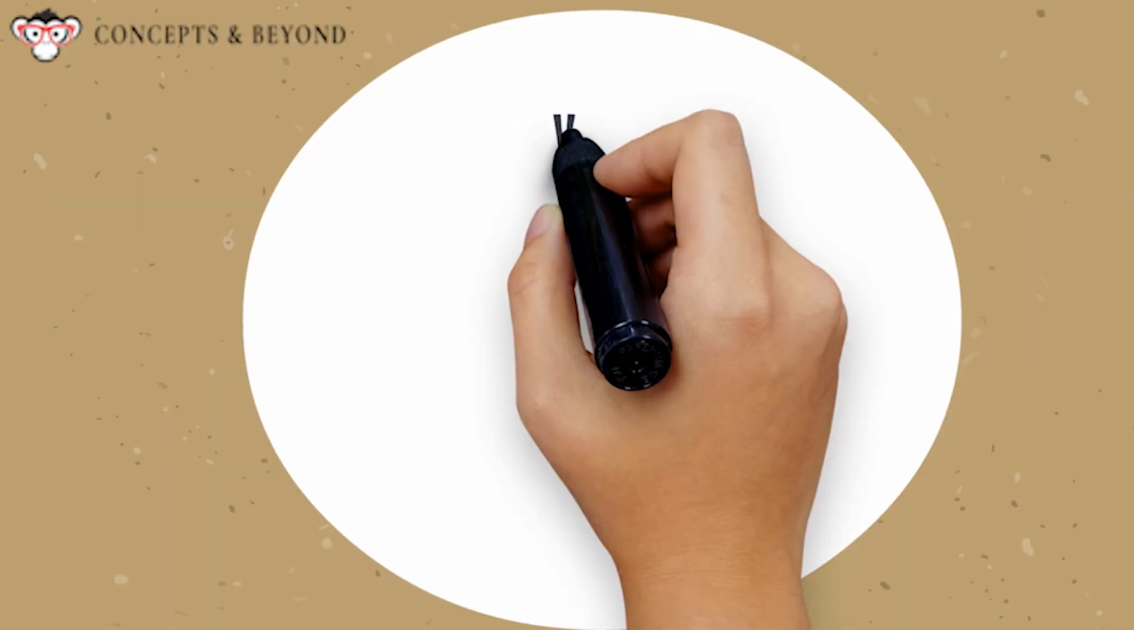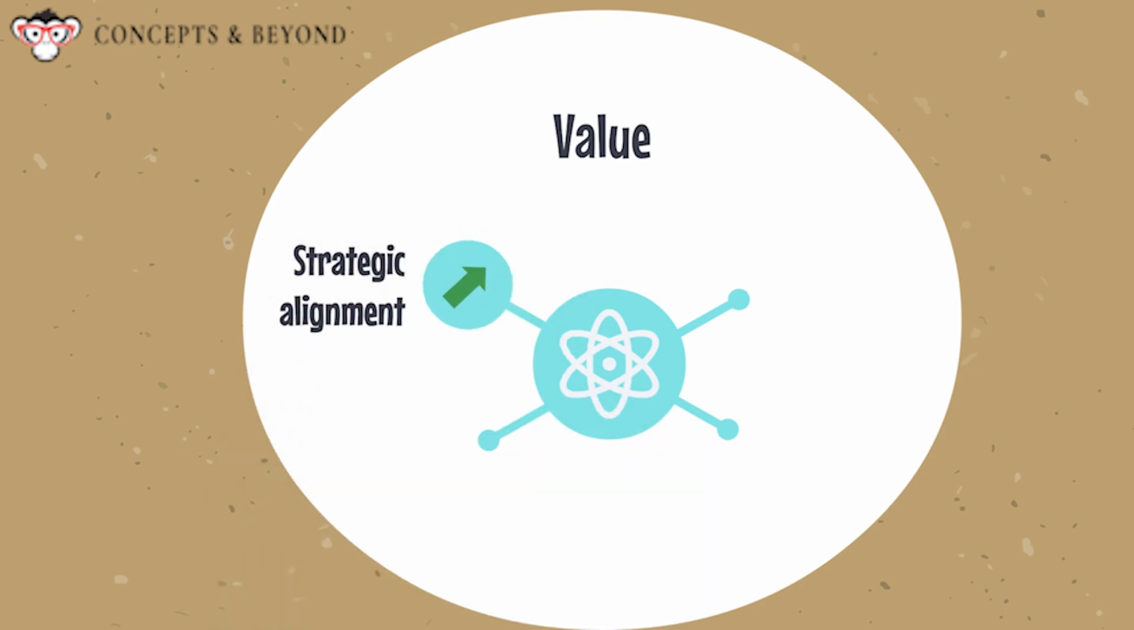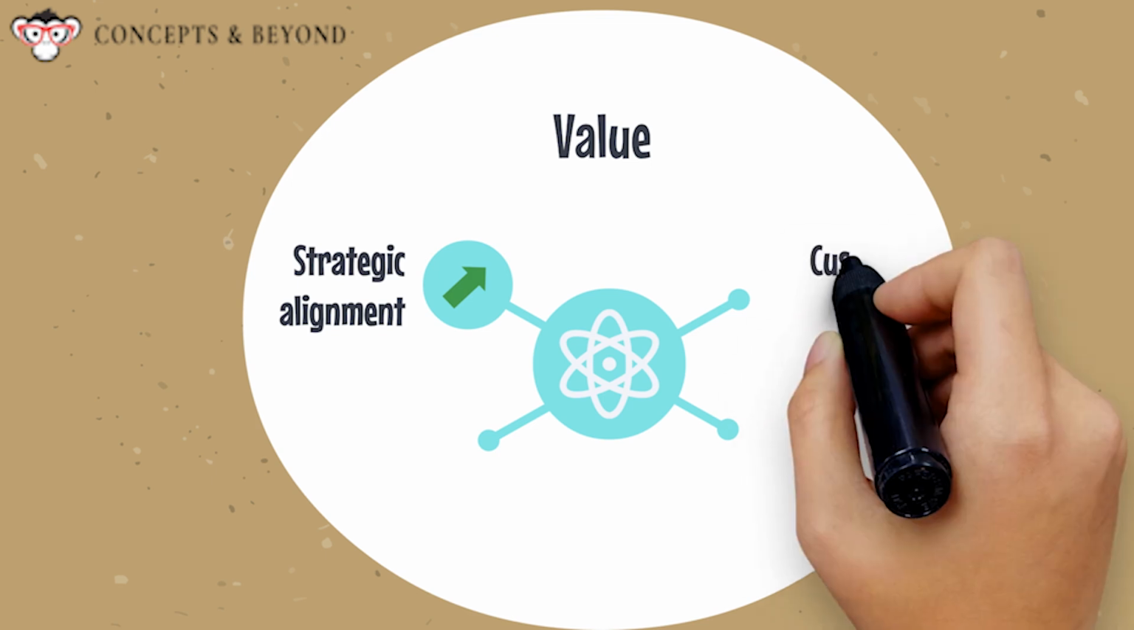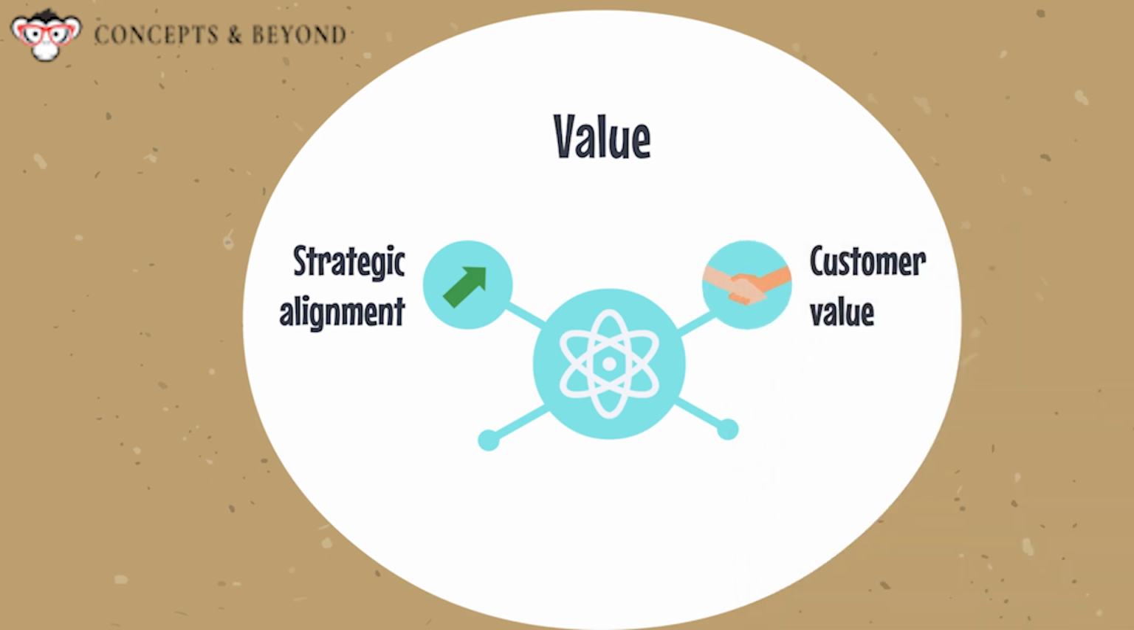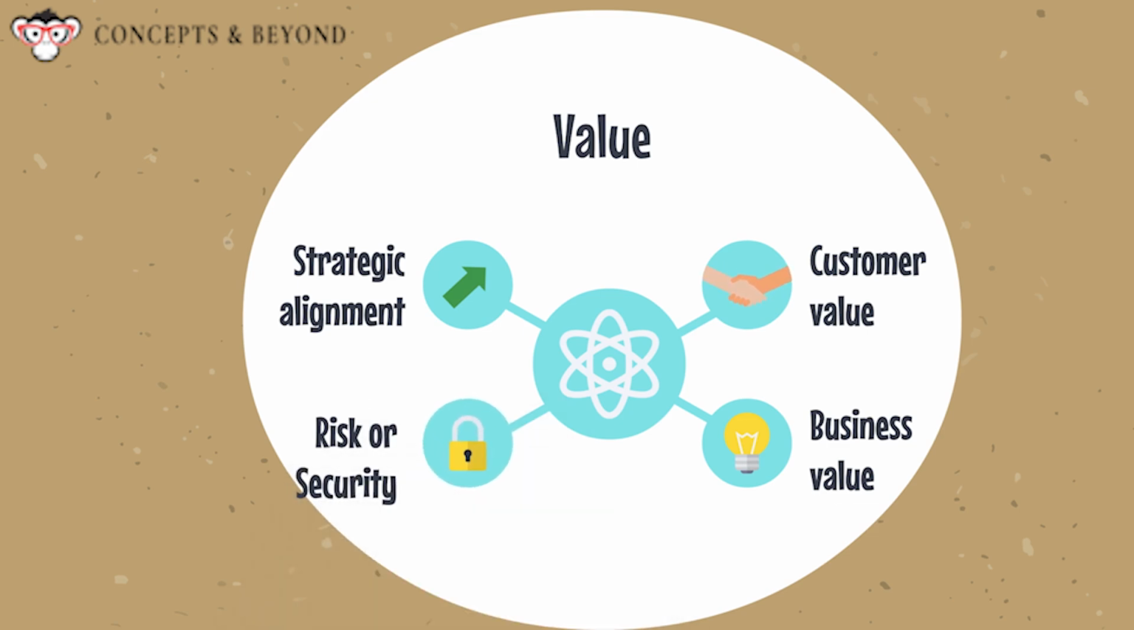Now, the order, as I mentioned, and as you must have guessed, depends on value. What is value? Well, value is the strategic alignment to something that the organization is doing, and the product needs to follow that. Value could be customer value. Value could be something that is valuable to the business. Value could be avoiding some risk. Value could also mean that there is some security issue that's come up that needs to be fixed right away. So all of these things could be of value.